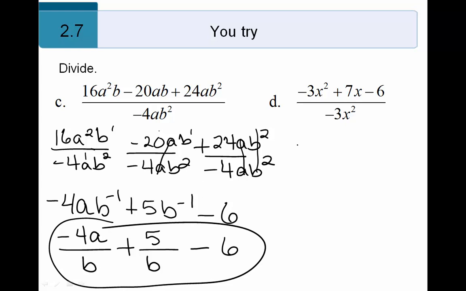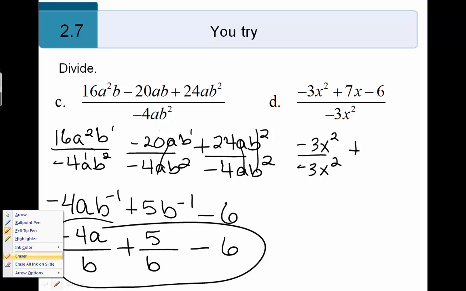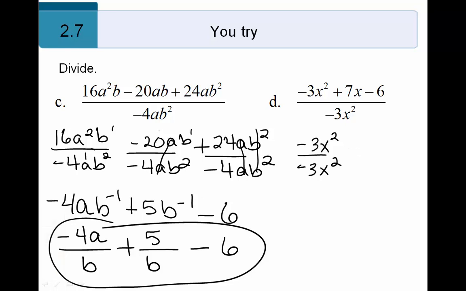Example D, we have negative 3x squared divided by negative 3x squared. We have a positive 7 divided by a negative 3, which makes that negative. So we have negative, we have a 7 here, we have a 3 on the denominator, but x to the 1 minus 2 will give us an x to the negative 1 in the numerator.